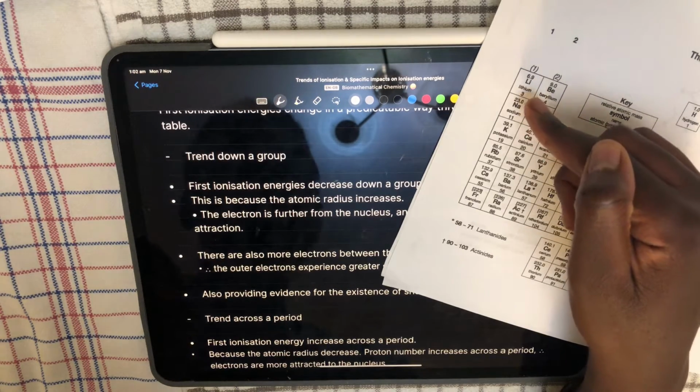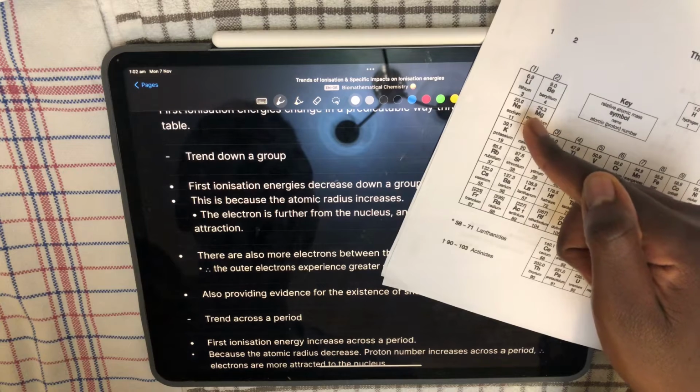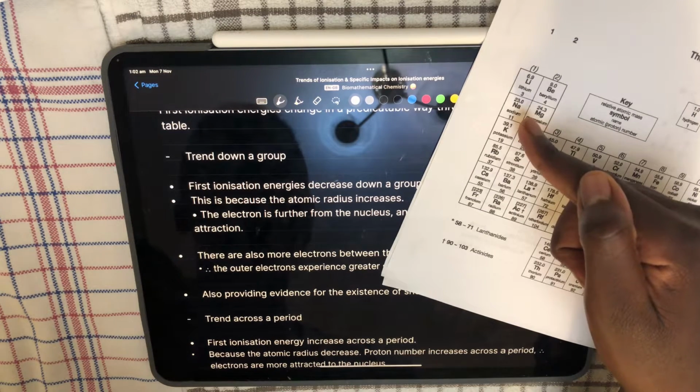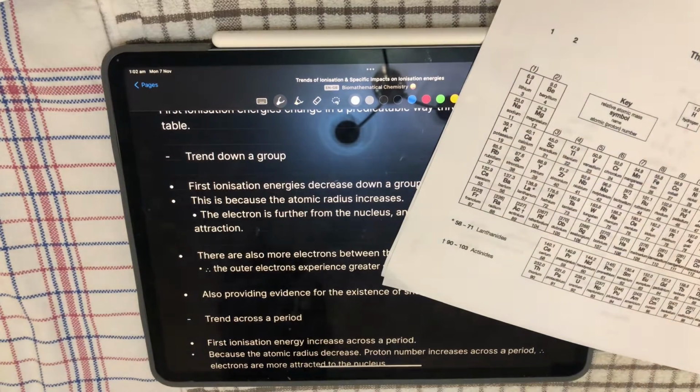So one electron in the outermost shell, but there are only 2 shells in lithium, whereas if you go down to sodium, there's 3. Then 4, 5, 6. You get the point. You're getting an extra electron shell each time.